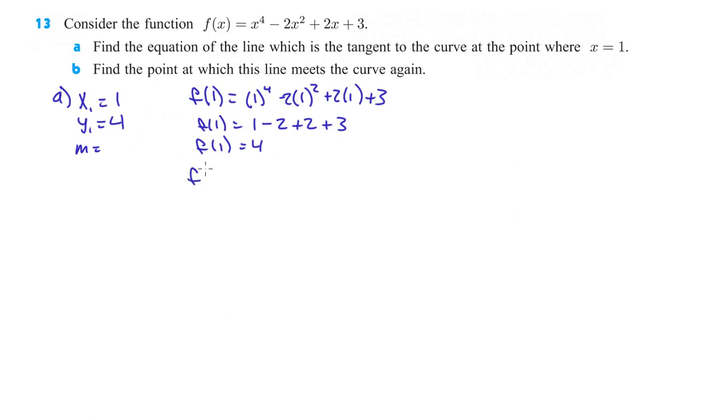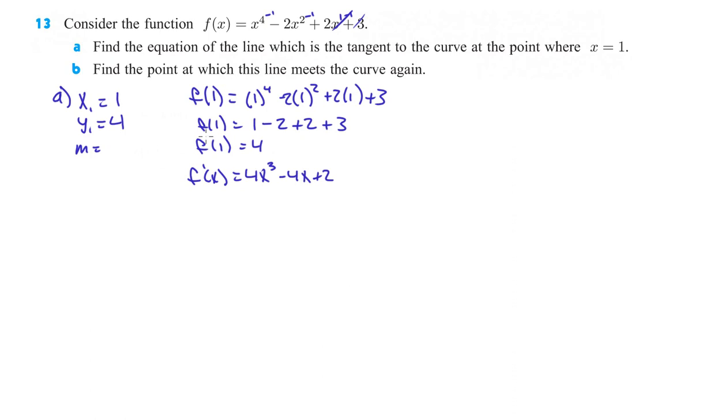So f prime of x is going to equal 4 times x is 4x. Subtract 1, and that's x cubed. 2 times negative 2 is negative 4. X to the 2 minus 1 is 1. That's x to the first. 1 times 2 is 2. And we subtract the 1, and that turns into 1. That gets rid of the x's, and then the derivative of a constant is 0. So there's our derivative function.